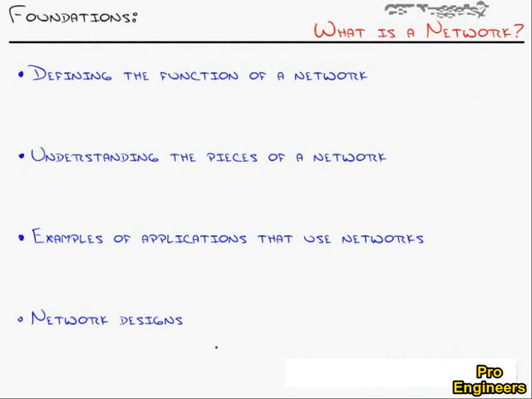Finally, we wrapped up with a view of network designs. Now, those are some very simplistic designs, and we will get more complex as we go, but we looked at the bus, the ring, and the star topology and saw that today's networks really have a hybrid of all of the above.